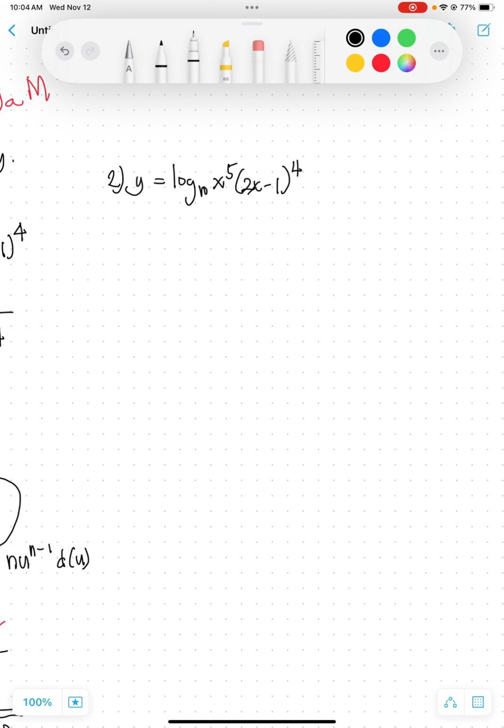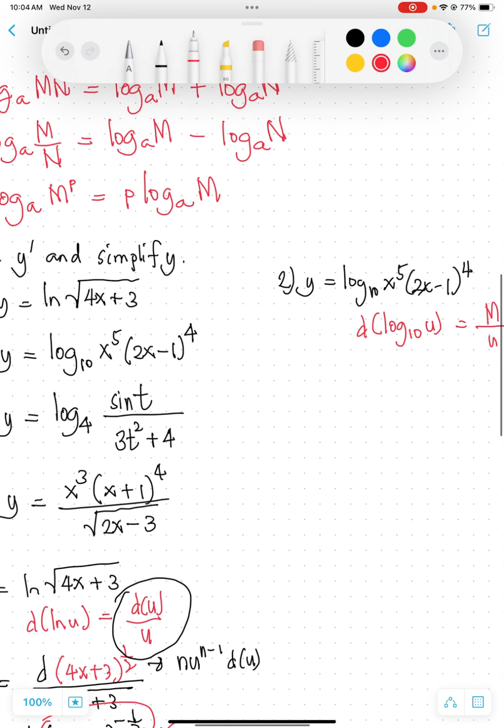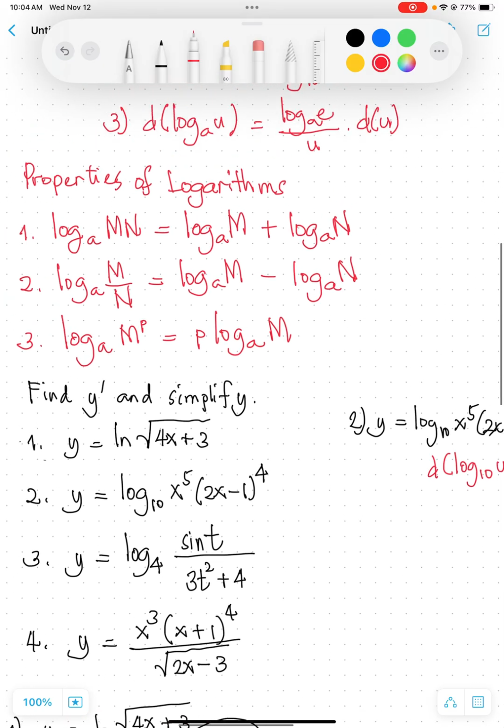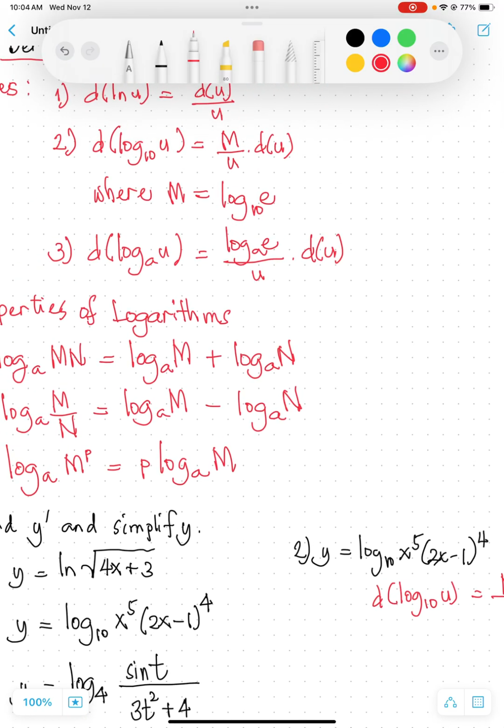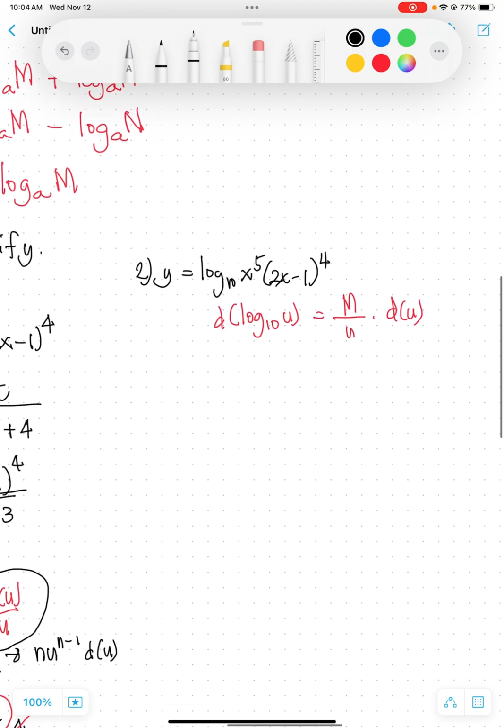So the rule that we are going to use is for the derivative of common logarithm. So the derivative of log to the base 10 of u equals m divided by u times the derivative of u, where m equals log of e to the base 10. So this is our m. M equals log of e to the base 10. Okay?